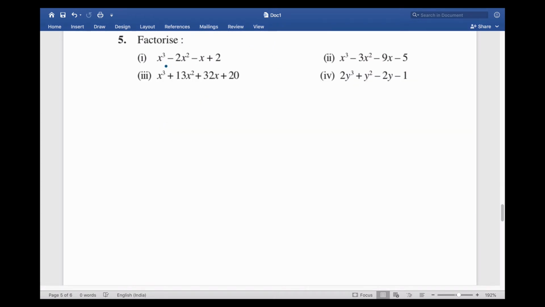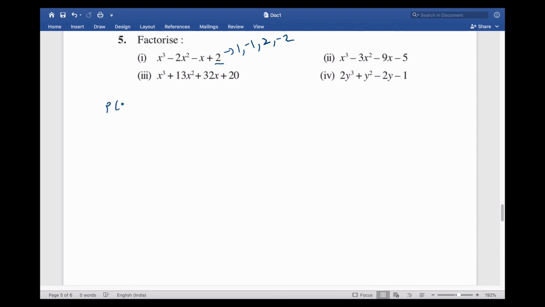Now these are cubic polynomials mostly, and in this, when we want to factorize, we must first find one of the factors by looking at the constant term. Now 2 has how many factors? It has 1, minus 1, 2 and minus 2 as its factors. So we can try, mostly we should first try 1 or minus 1. As it's positive, I will first try and substitute the value of plus 1. Let's see what we get.